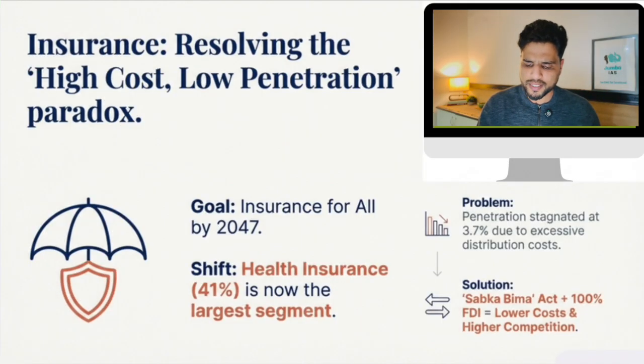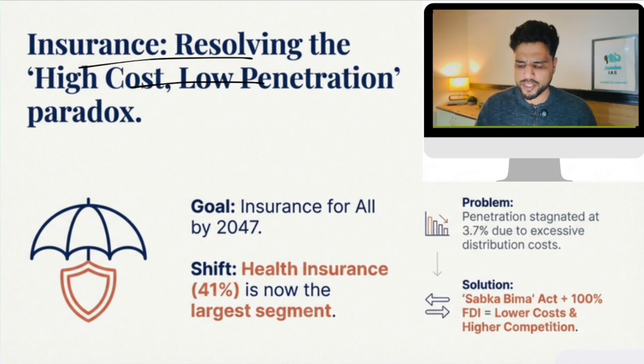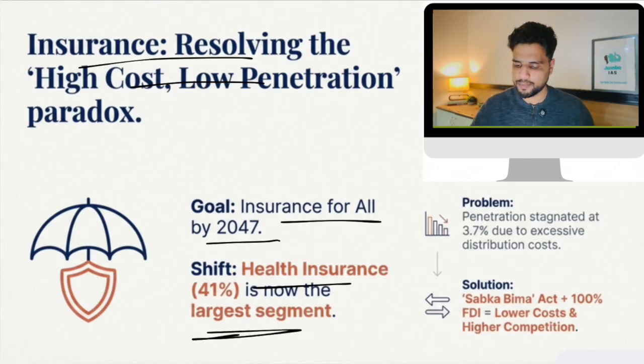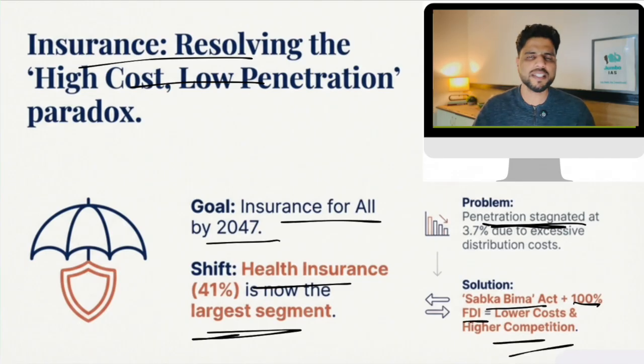And then there is the insurance sector. A lot of details are given in your notes. For example, India's goal is insurance for all by 2047. Health insurance is now the most dominant segment among all the insurance schemes. Penetration has stagnated, but the government has taken many reforms. For example, the Sabka Bima Act allowing 100% FDI. Now foreign insurance companies can come to India and sell insurance. All of this is good news.